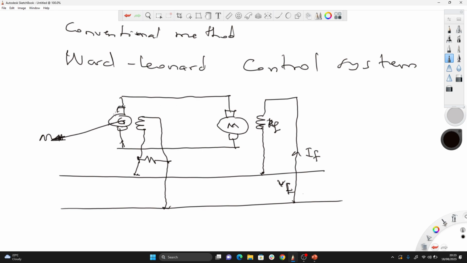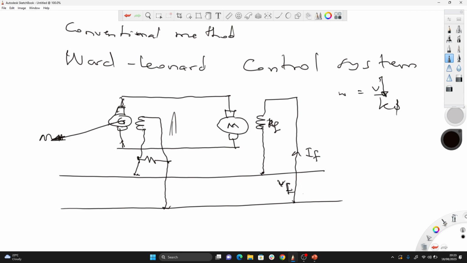And that output voltage of the generator becomes the input voltage to this motor. Okay. So if I'm able to vary that output voltage, it means I'm varying the voltage to the motor. And hence, once I can vary the voltage, I can reduce it, and hence I can reduce the speed of the motor. That's how the Ward-Leonard control system works.